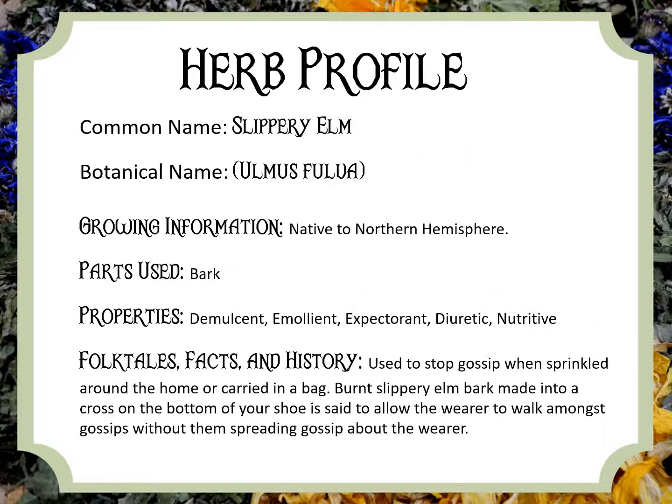All right, let's talk about our second plant for today, and that's slippery elm. Ulmus fulva is the botanical name. It is native to the northern hemisphere. We primarily use the bark of the slippery elm tree. It is demulcent, it is emollient. It can be used as an expectorant, although I don't think that's as common. Same with diuretic, it can be used as a diuretic, but again, not as common. But it's also used as a nutritive.